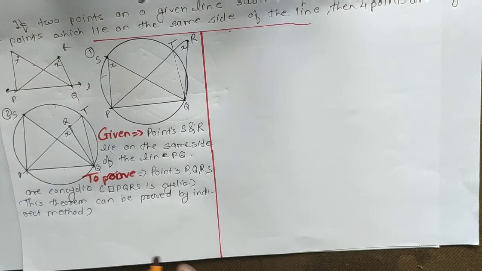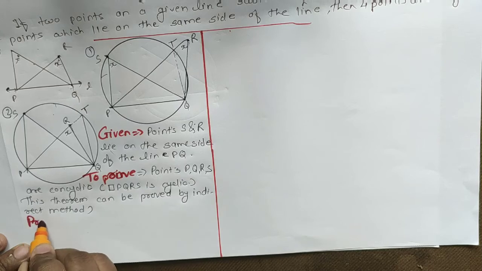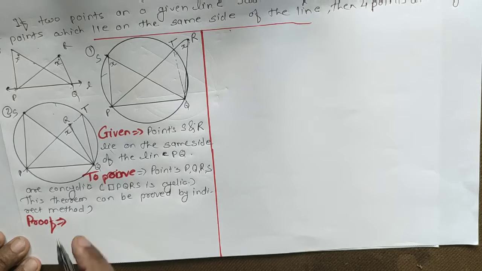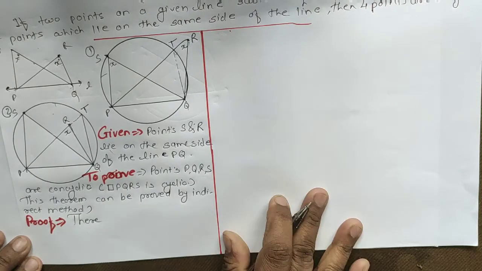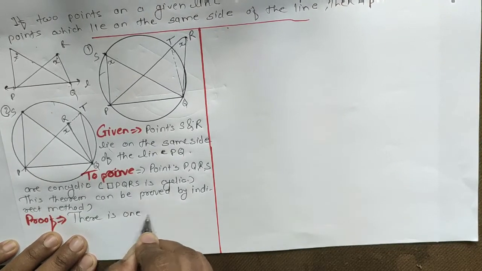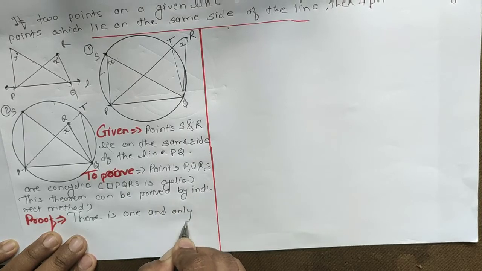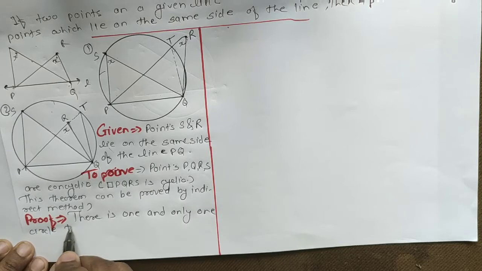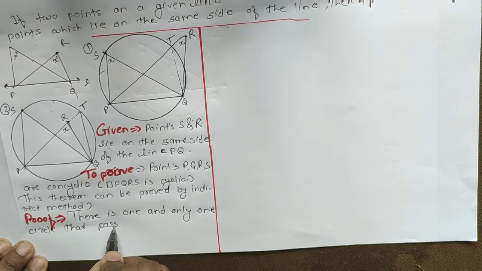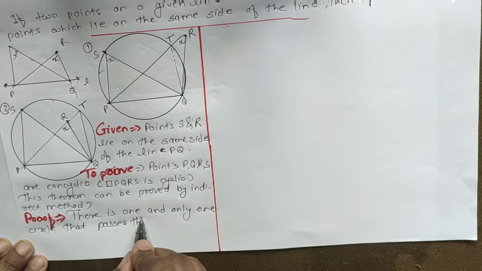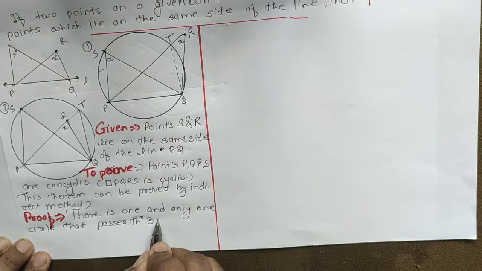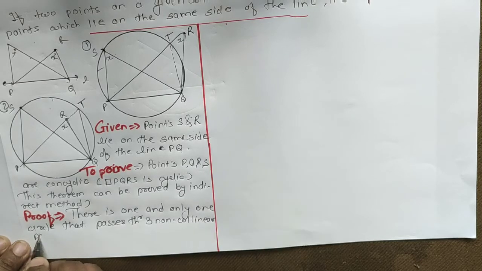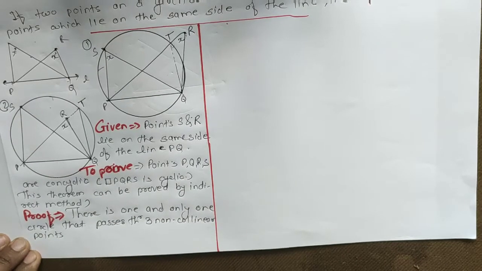This is the figure. According to it, what we will write? We will write here proof. We know that there is one and only one circle that passes through three non-collinear points. Non-collinear points, that we know.